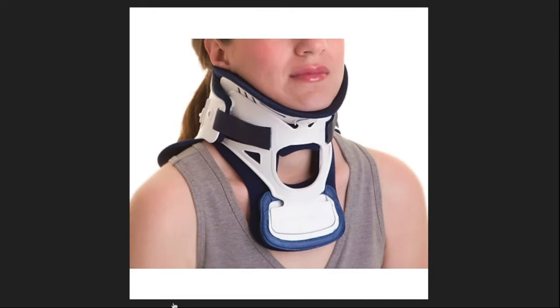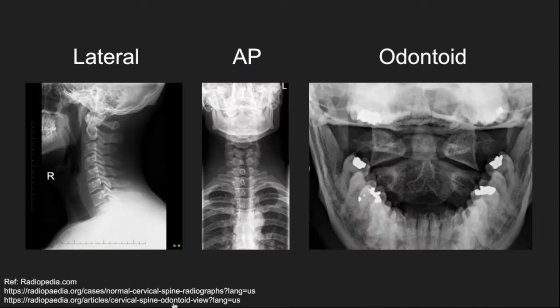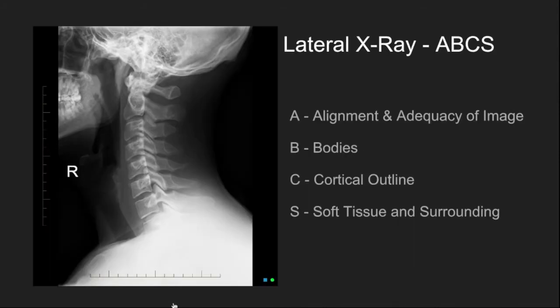or neurologic deficits. There are three typical C-spine views: the lateral, anterior-posterior, and odontoid. The lateral is often the most informative, so we will spend most of our time on this view. The interpretation of this view, along with the others, can be summarized with the ABCs.